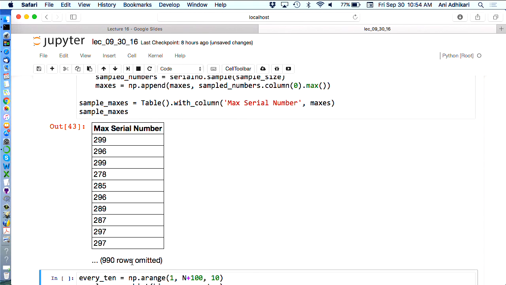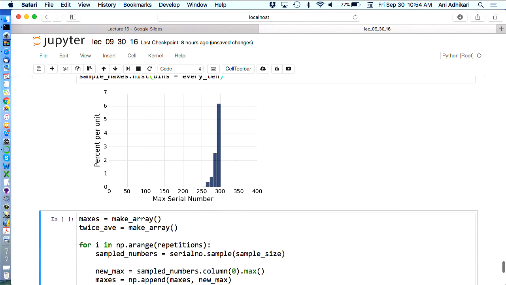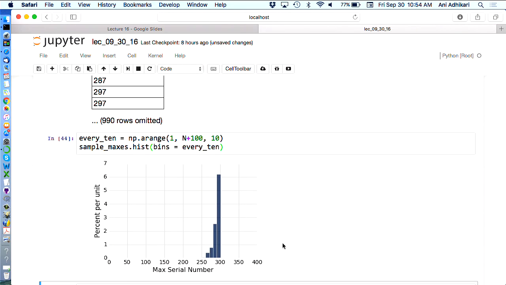I see 10 rows, and I have 990 rows omitted. So I have 1,000 maxima, each of 30 numbers. And they're pretty close to 300. And if I draw a histogram, look at that. Where's the parameter? The parameter is right here. Right? Where are your estimates? Pretty darn close. Even with a sample size of 30. You can increase the sample size and they'll get even closer. Okay? All right. So this is the simulation of one estimate.